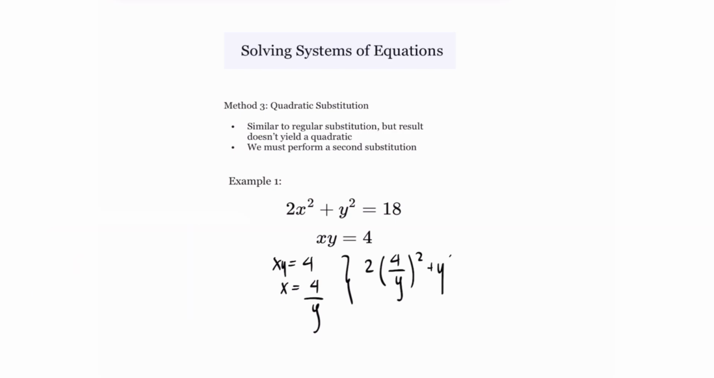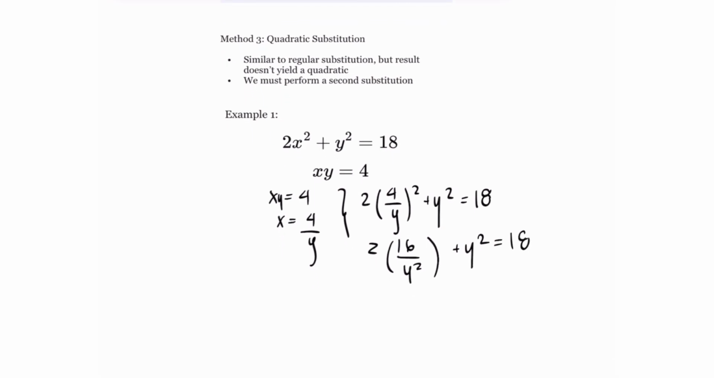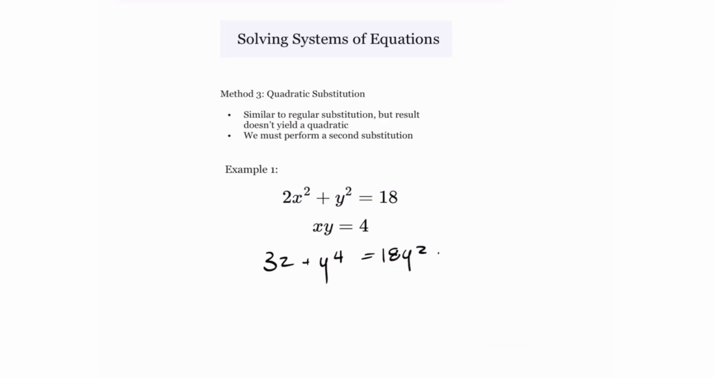And then we plug that into the initial equation, or the first equation. So we replace that x by 4 over y. Make sure to put that in brackets so that the square applies to both the 4 and the y. So then we get 16 over y squared. We multiply that by 2 to get 32 over y squared plus y squared is equal to 18. Now we want to get rid of the y squared in the denominator. So we multiply by y squared, but if we multiply in one place, we have to multiply everywhere else. So then we end up with 32 plus y to the 4 is equal to 18y squared.